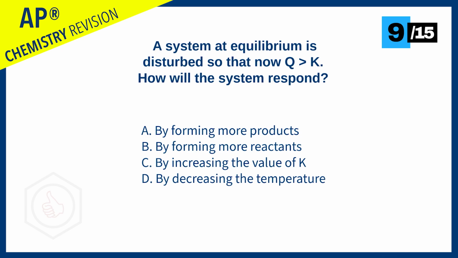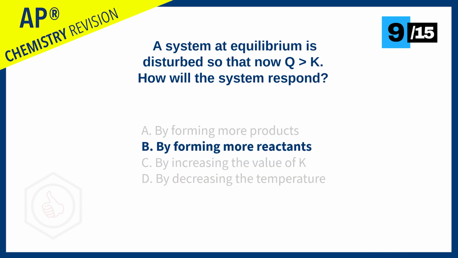The answer is by forming more reactants, because a Q value that's greater than K means the proportion of product concentration to reactant concentration is greater than when the system is at equilibrium. So, to return to equilibrium, the product concentration must decrease by forming more reactants, until the Q value equals K.